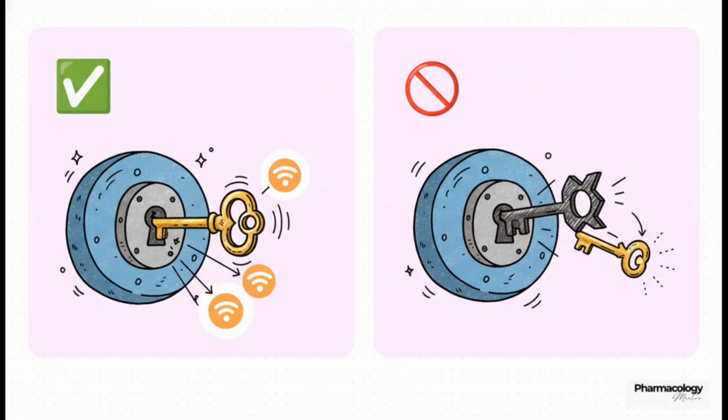And when that key fits into the lock, one of two things usually happens. An agonist is like a key that turns the lock. It activates the receptor and causes an effect, basically copying one of your body's own signals. An antagonist, though, is different. It's a key that fits perfectly into the lock, but then jams it, so the body's own keys can't get in, and the signal gets blocked.